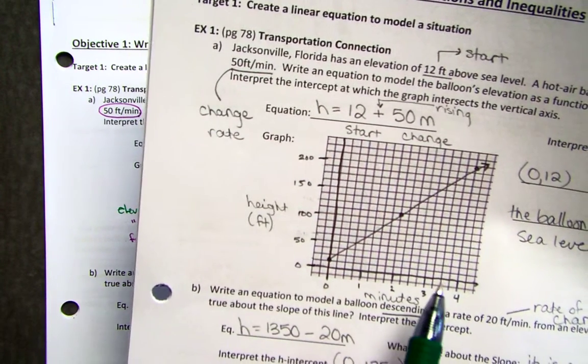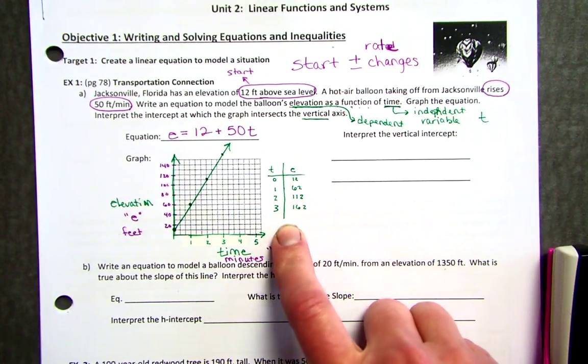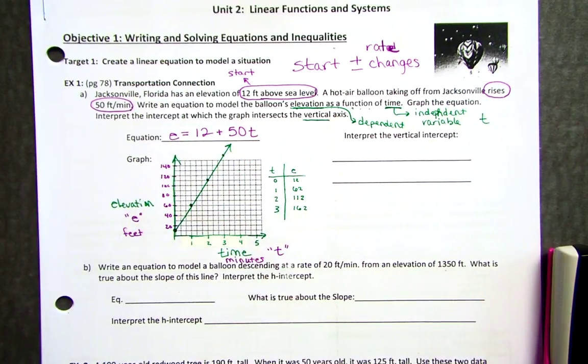So I was able to graph up to 4 minutes. But perhaps you needed to do a little table of values like I did in order to get a couple ordered pairs that we could then graph.